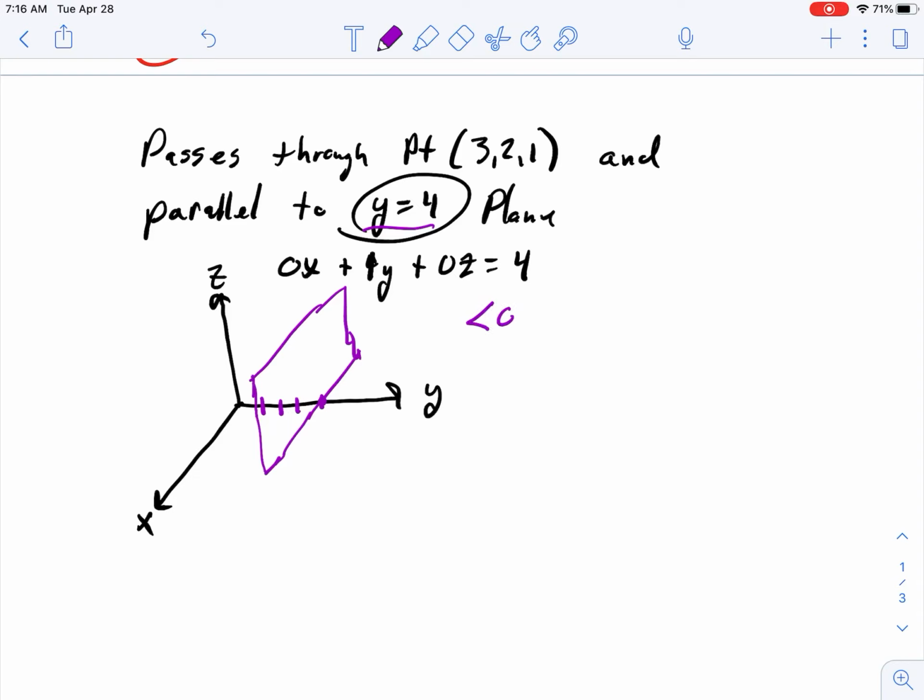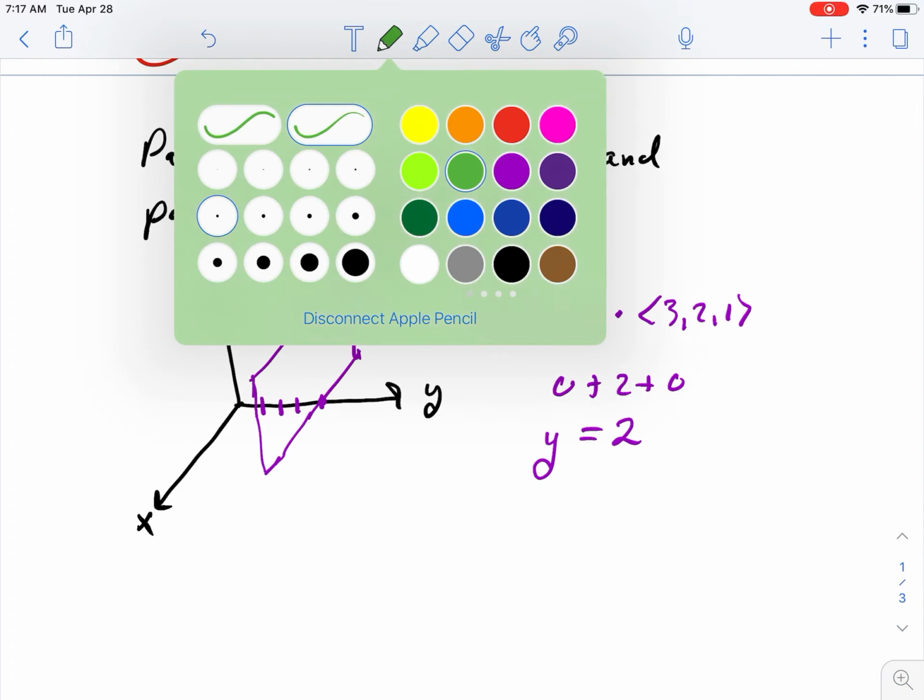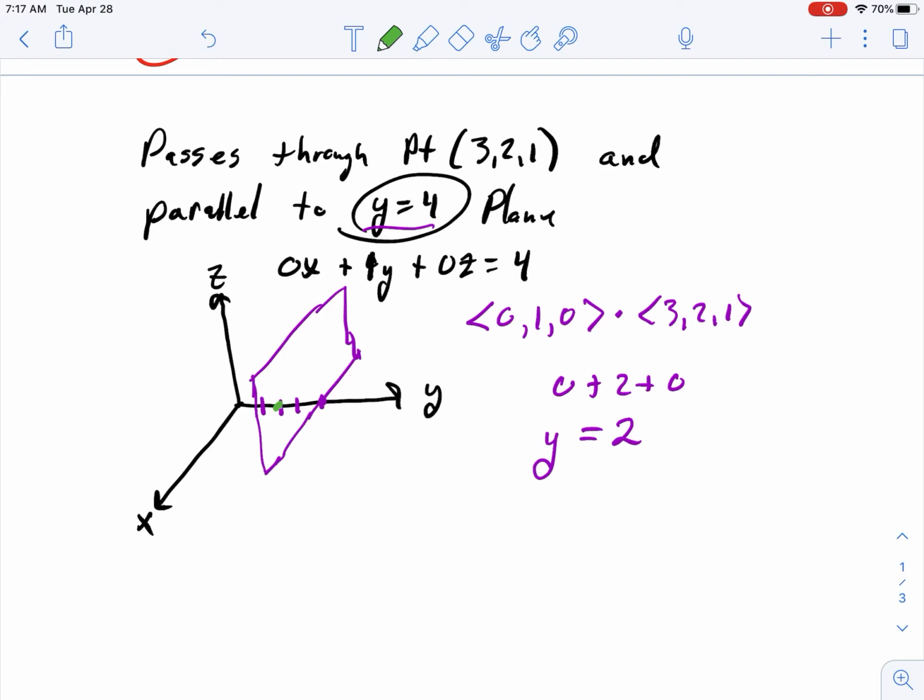So therefore, what is the slope of this? Well, my slope is (0, 1, 0). And then whatever this point, which I couldn't redraw, there's (3, 2, 1). Now I'm not going to try to draw it. So if I just dot it with (3, 2, 1), I have 0 plus 2 plus 0, so 2. Therefore, my new plane is now going to be y equals 2.